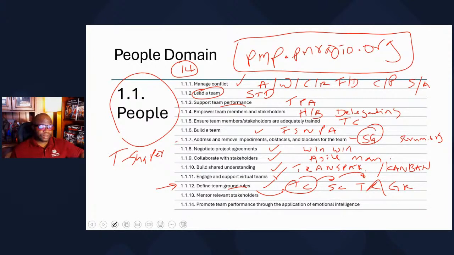Mentoring relevant stakeholders is a no-brainer. As a scrum master, as a servant leader in the world of agile, it's something you do all the time. In the world of predictive, it's also a hat you should wear. So for this exam, be aware you'll be tested on that. Promote team performance through the application of EI. Just use common sense understanding of how EI works, body language, facial expressions, because EI, emotional intelligence, is bridling your emotions, understanding yourself, bridling your emotions, and being able to influence the emotions of others.